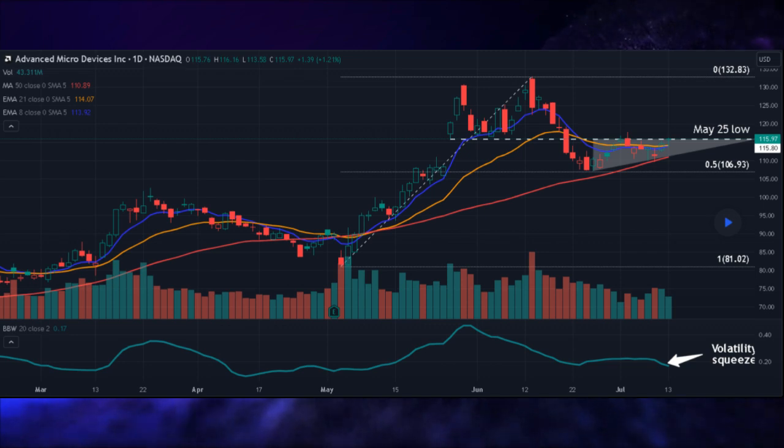To sum it up, Advanced Micro Devices Incorporated is currently displaying some intriguing chart patterns that warrant careful observation. The 50% retracement, the ascending triangle, and the Bollinger Band width narrowing all add to the excitement surrounding AMD's potential price movement. With its strong market presence, innovative products, and promising growth trajectory in the semiconductor industry, AMD has garnered positive attention from experts.